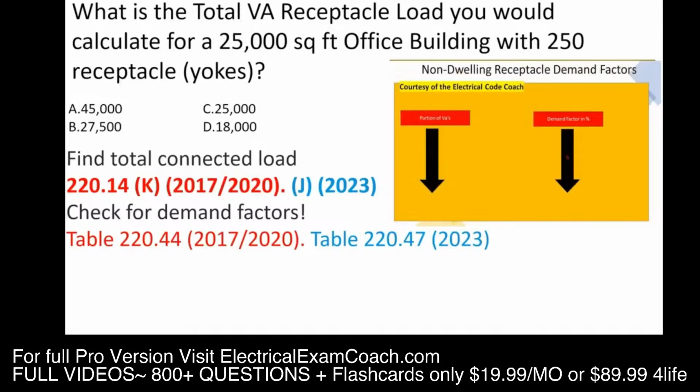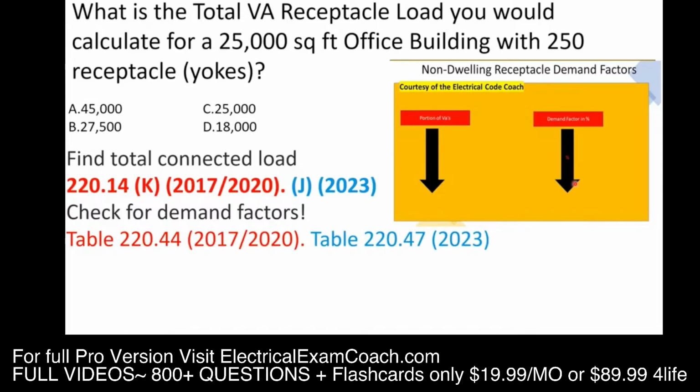There, we're going to see it's very similar to table 220.42 and 220.45, depending on what code cycle we're in. We're going to start on the left-hand side, and it's going to tell us our portion of VAs, and then on the right side, it's going to tell us our demand factor in percentage. And this table is for non-dwelling unit receptacles.